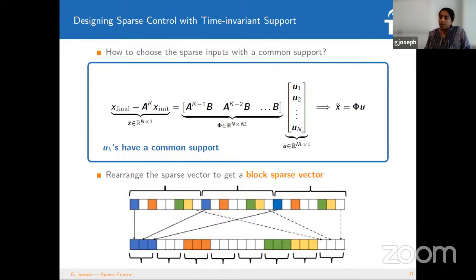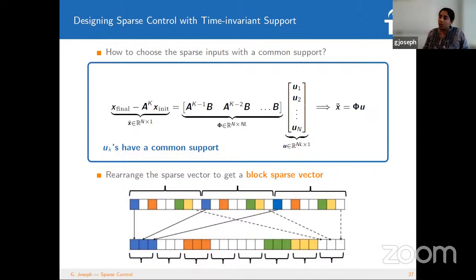So what we can do is we can rearrange this a bit. We take the first entries of all the blocks, stack them together. We take the second entries of all the blocks, stack them together, and so on and so forth. Since all the blocks have the same support pattern, if we rearrange it this way, what we get is, for the indices which are non-zero, a block of non-zero entries. And if an index is 0, then we get a block of zeros.